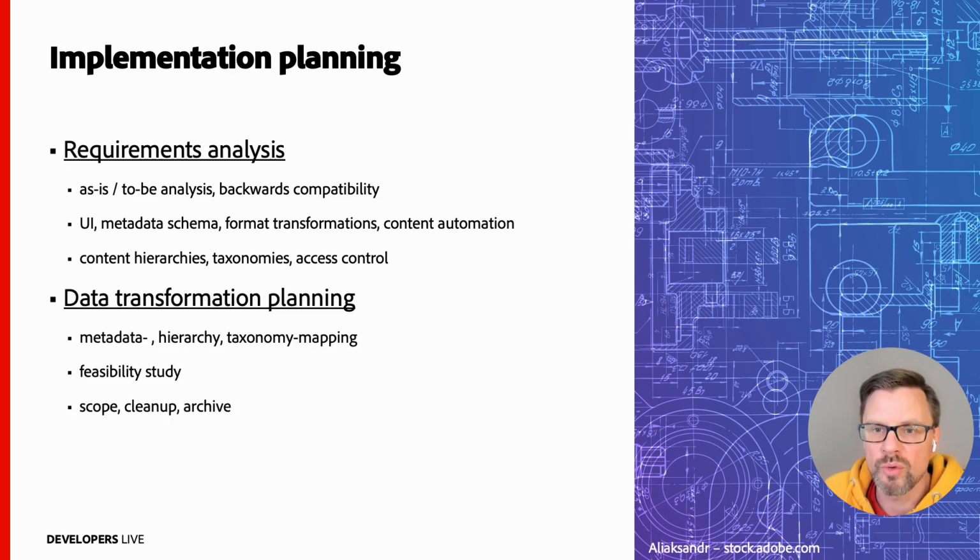If we know what the new system must deliver, the hard part begins. We need to figure out how the data is transformed from the legacy system to AEM. Copying the binary data is trivial. The hard part is mapping the metadata from legacy to AEM. Individual asset metadata, but also structural data like hierarchies and taxonomies.